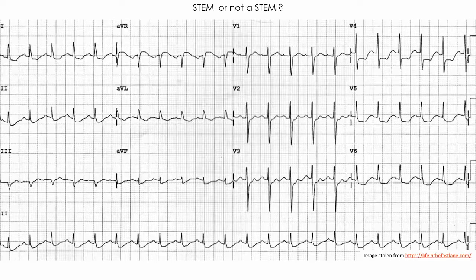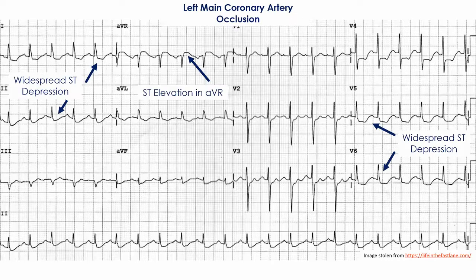Alright, the changes that I hope that you noticed on this ECG. We've got widespread ST depression. Okay, you should be able to see that in just about every lead, particularly these lateral leads over here. Alright, but we've also got ST elevation in AVR. And so what I want you to think about is left main coronary artery occlusion, okay? The left main coronary artery being before it splits into the left anterior descending and into the circumflex branch.